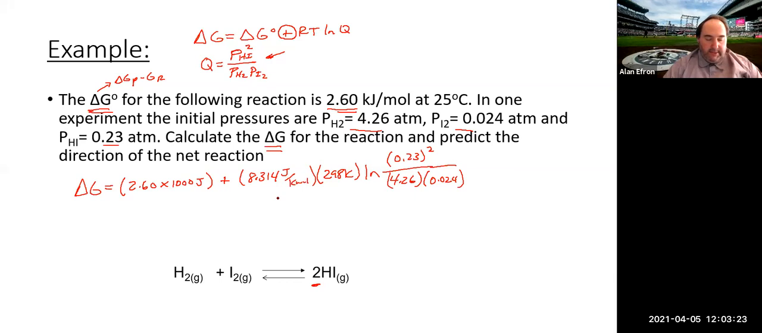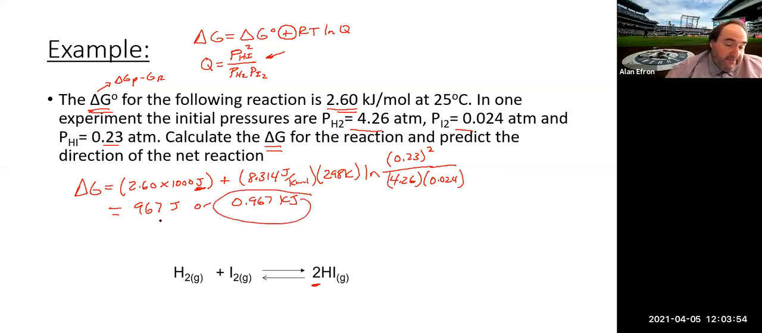All right, take the natural log of that, times it by 298, times it by 8.314, take 2.6 times 1,000 and add it to that. Looks like we end up with something like 967. And in my case, because I did that conversion, technically it would be joules. We could make it into kilojoules, which is typically what delta G is. Since it really didn't specify, you could give it in either one. It doesn't really matter in this particular case.